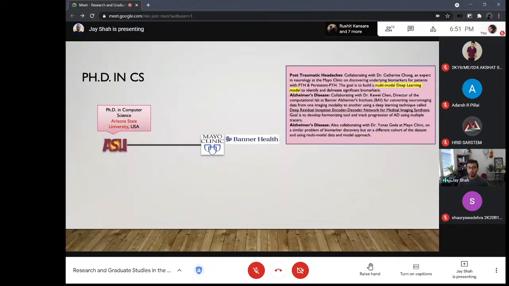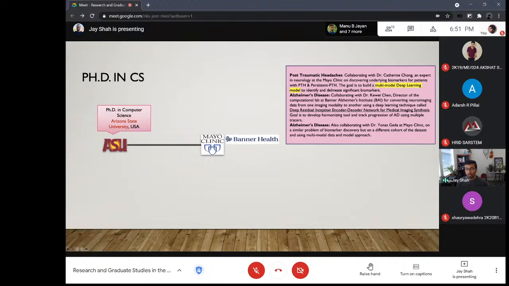So this is something very new, I think. Based on my research and the literature survey that I have done, not a lot of people in the research community have actually worked on this domain. And specific to post-traumatic headache, there are not a lot of people. The other project that I'm collaborating on is Alzheimer's disease, which is one of the longest standing diseases that most countries face, not specific to any location.